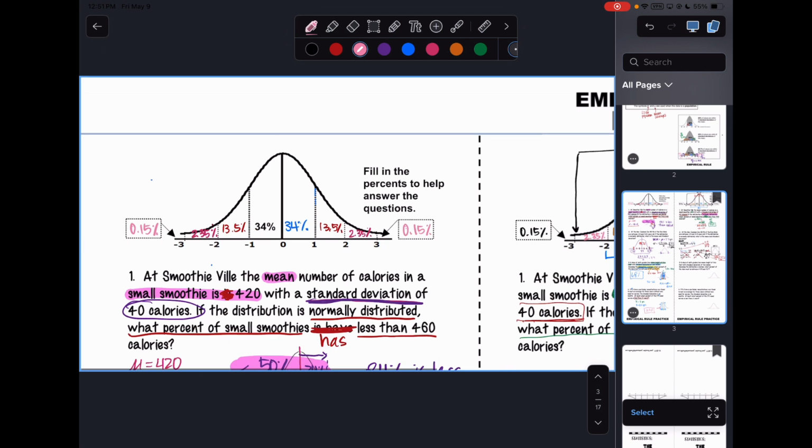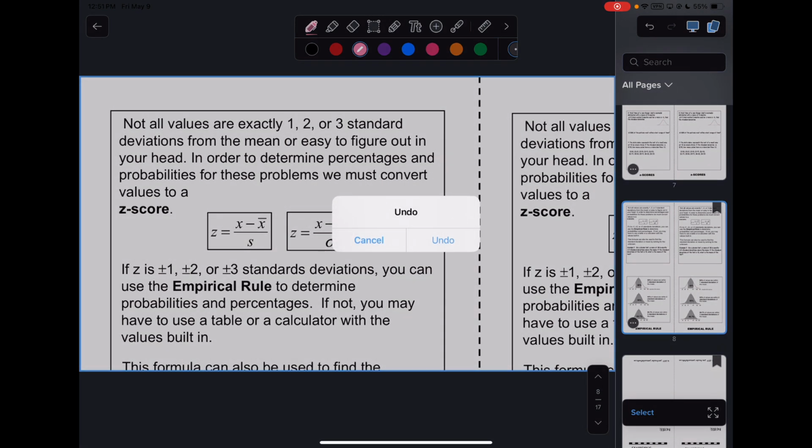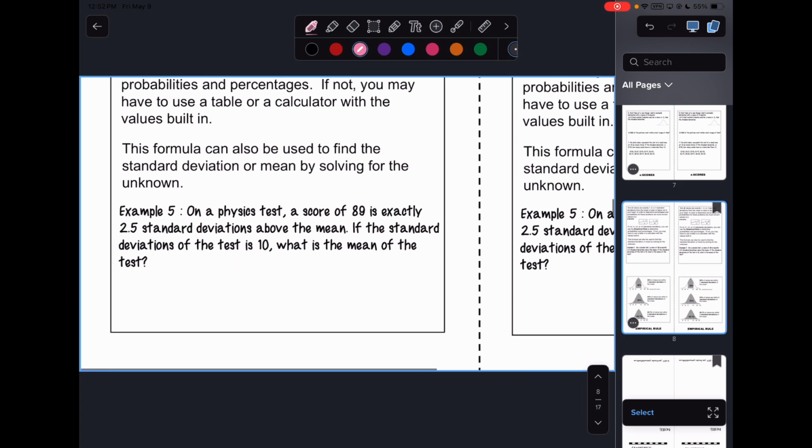So just stay with me for now. And then right here. These formulas are easy for you to use to figure out exactly what the z-score would be. So if you know most of the information from these formulas, you can figure out anything else that you're missing. If z is plus or minus 1, plus or minus 2, plus or minus 3 standard deviations, you can use the empirical rule to determine the probabilities and percentages. If not, you have to use a table, this table, not the table you're using to write on, this table, to figure out the probabilities and percentages. The formula can also be used to find the standard deviation or mean by solving for the unknown. All of those examples will be coming up right now.